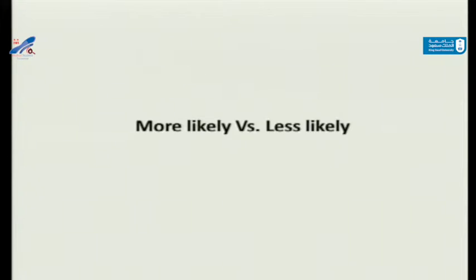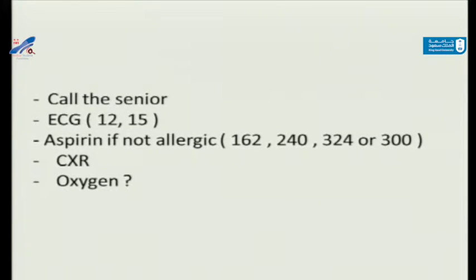So we said what we will do: call the senior, do ECG in the meantime. You can do 12 leads, 15 leads. It's going to take time if you're in the ward. Give him aspirin if he's not allergic. You can give 2 baby aspirin, 3, 4, it's all you can give. Or you can give 1 tab of 300. So you can order a chest X-ray.